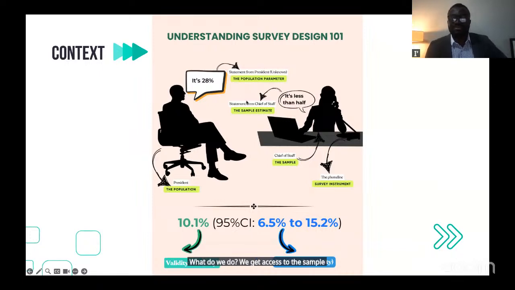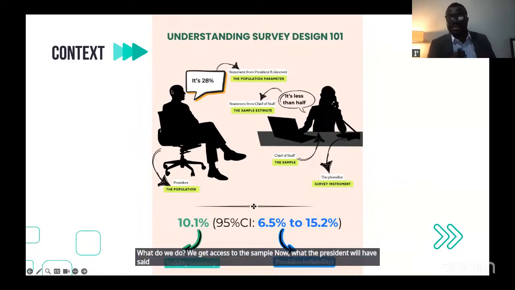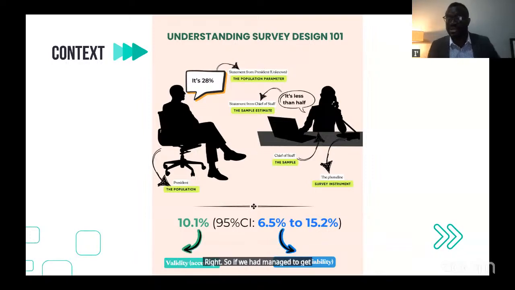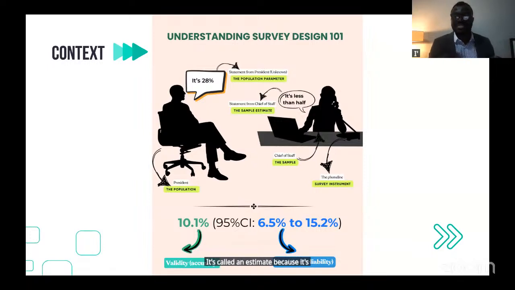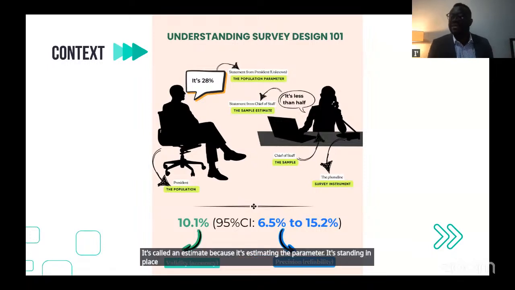Now, what the president would have said is called the parameter, right? If we had managed to get our hands on the president, whatever he told us is what we'll call the parameter. But what we get from this guy, Mr. Secretary, is what we call an estimate. It's called an estimate because it's estimating the parameter. It's standing in place of the parameter, but it's not a parameter. So it's our best available version of the truth. The truth is what the president would have told us, but since we can't access the president, we have to use the secretary to get an estimate.